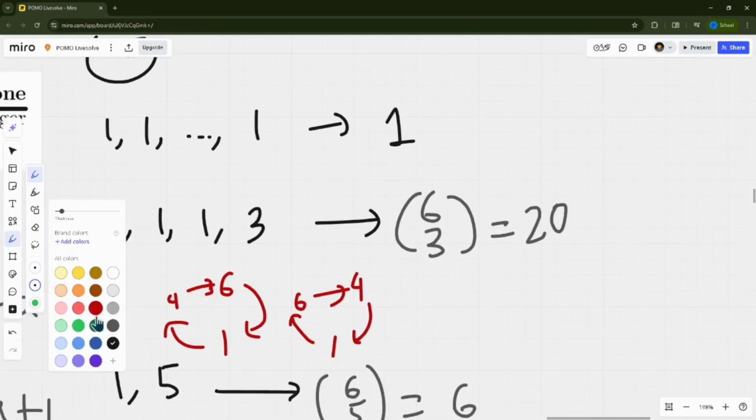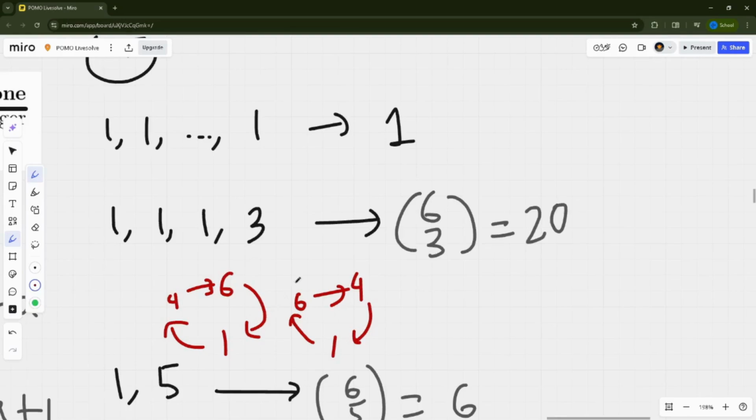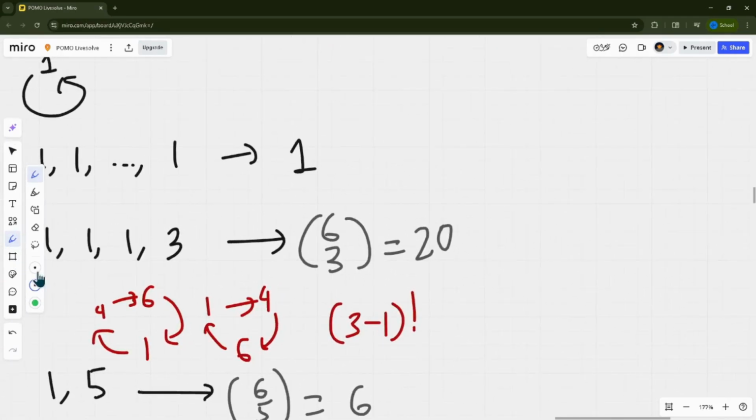So if we switch this, we can think of this as arranging 3 elements in a circle. So there are 3 minus 1 factorial ways to do this here, which means that we need to multiply this by 2. So we have this times 2, which is equal to 40.